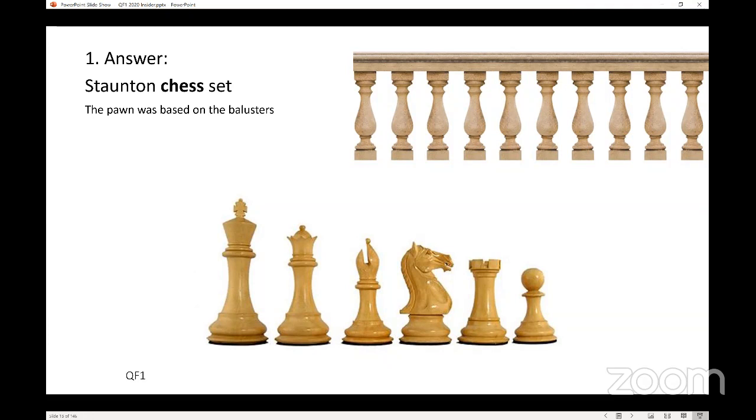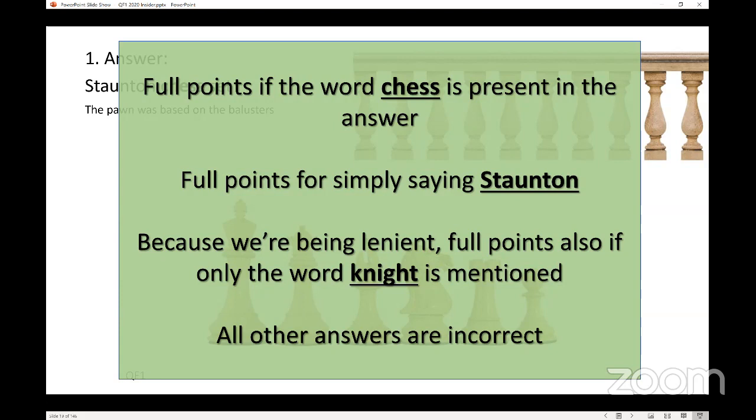The pawn was based on the baluster. So Staunton was a chess player and it was named after him. He was like the brand ambassador. But the word chess is needed for points. So you'll get some sort of answer rubric for each question. So just follow that. So if you mention the word chess, you get full points and you can treat your answer as correct. If you've written Staunton somewhere, then also you get right. If you've written knight somewhere, then also you get points. But all other answers are incorrect. Right? So I don't hear any protest. So moving on to question two.